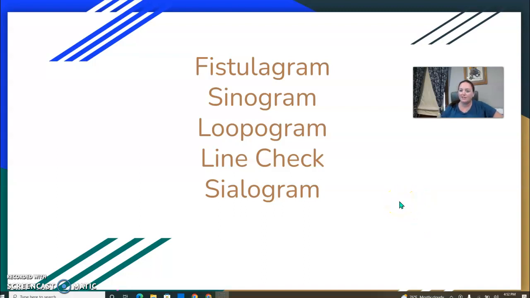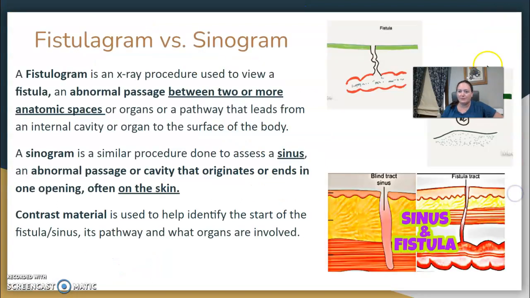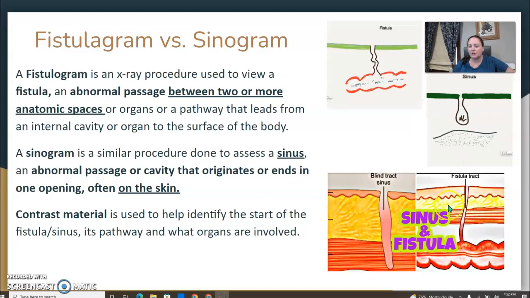All right, we're starting off with just kind of a list of extras here. They don't really fall into specific categories, but we're just rounding out the other special procedures. So we're going to cover fistulagram, sinogram, lubogram, a line check, and a scialogram rather quickly because these are not major ones, right? So fistulagram versus sinogram, they're similar but not the same.